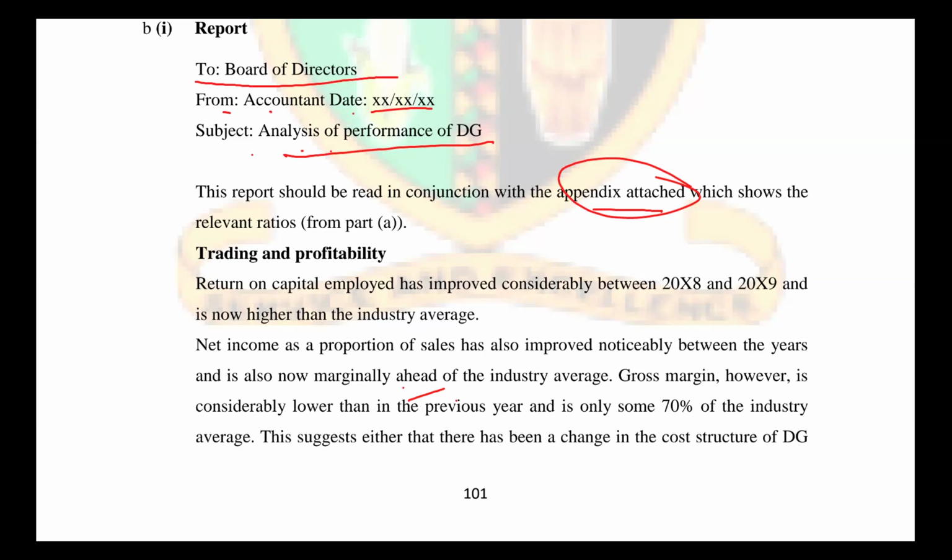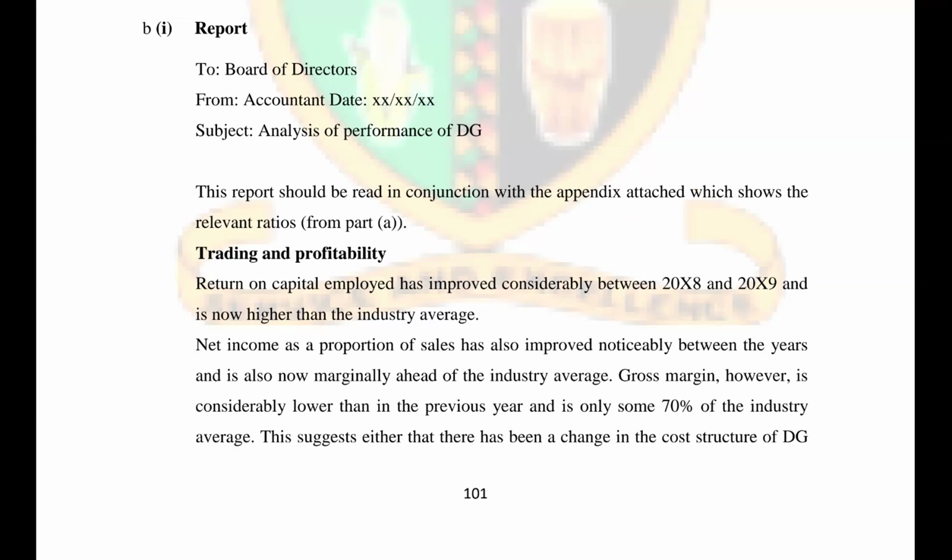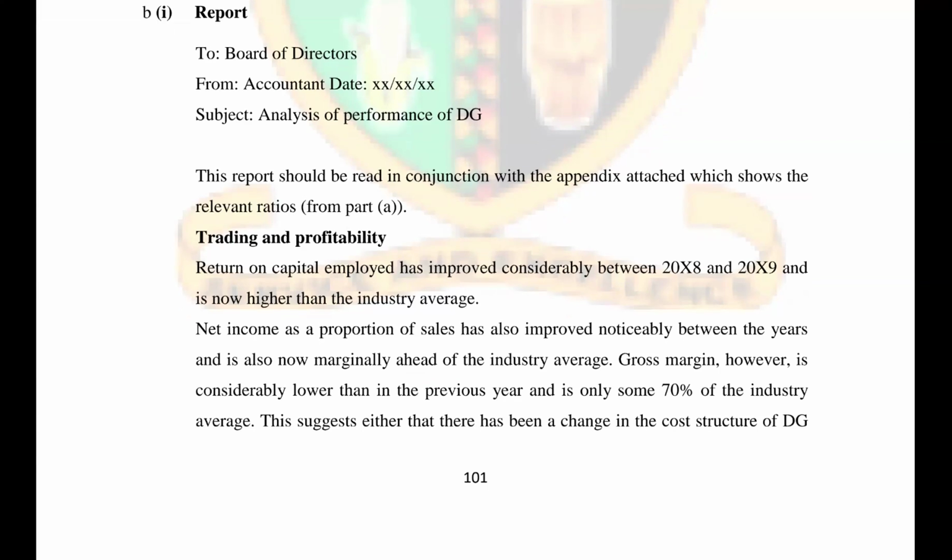You just bring the words. You write, interpret. The interpretation is what we are interested in. So that if one of the people reading is interested in getting the details, they can go down to the appendix and they'll find those ratios calculated. Is that clear? For example, let me just read what was reported under profitability. They said that the return on capital employed has improved considerably between 2018 and 2019 and is now higher than the industry. Exactly what we were talking about.